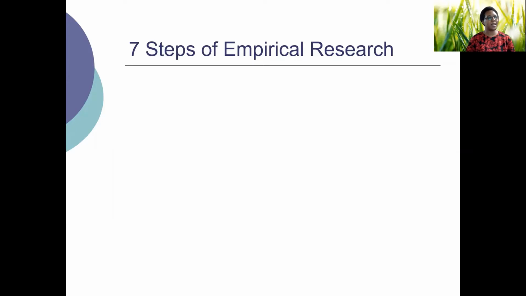So basically, we have 7 steps, and in the course of this session, we are going to review each of the steps in detail. So in terms of how you go about, for example, picking a topic, and that's the first step. When you conduct research, the first step is to pick a topic. You need to identify a topic in which you want to conduct research on.